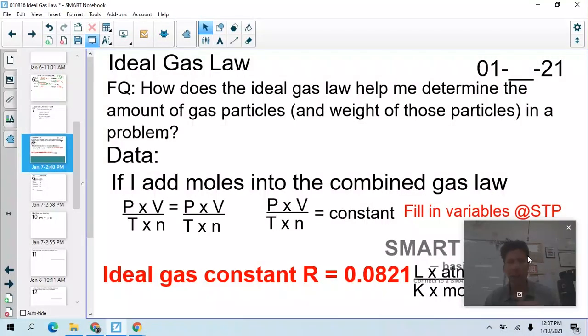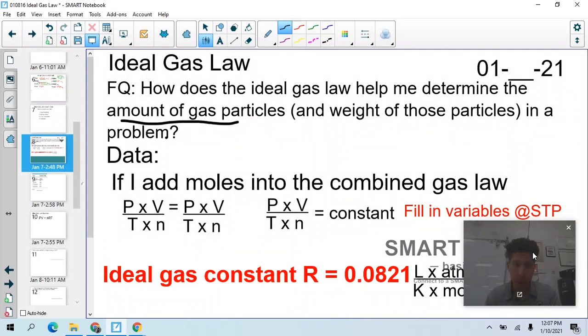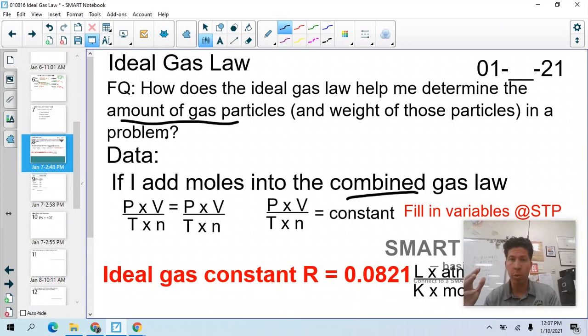So, ideal gas law, guys, we're going to figure out how we can use it to now help us figure out the amount of gas. Okay, if you guys look down here, if we took our combined gas law and we added moles to it, remember, moles helps us figure out the amount of gas. If I add moles to my combined gas law, it looks like this, right?